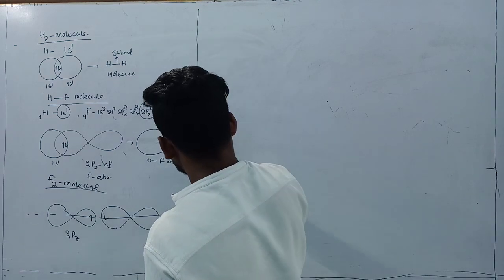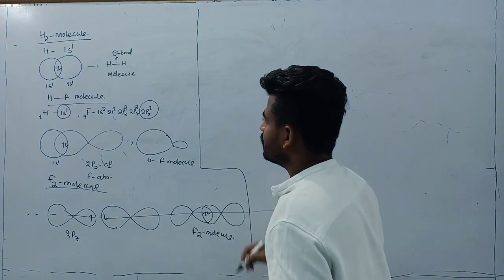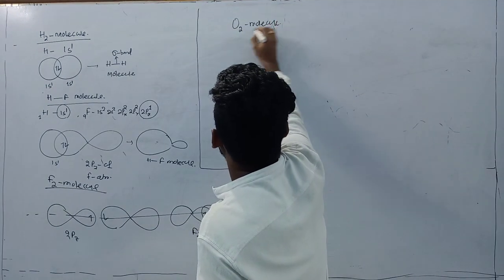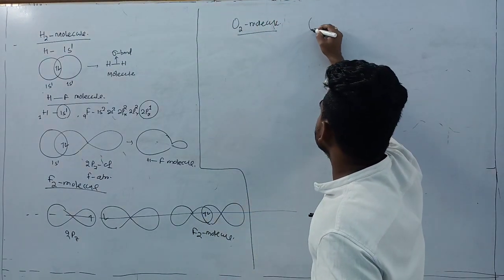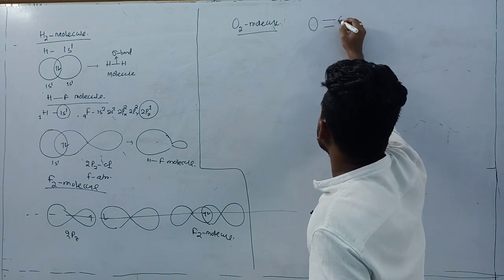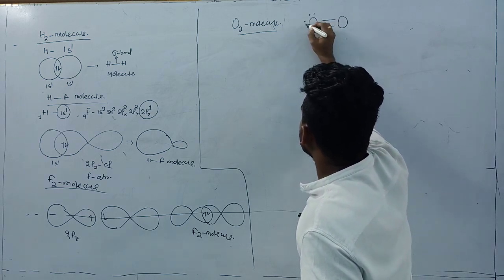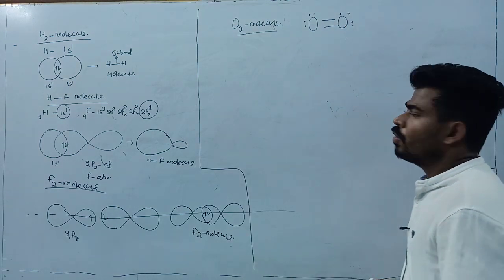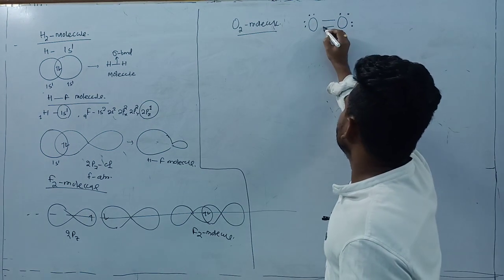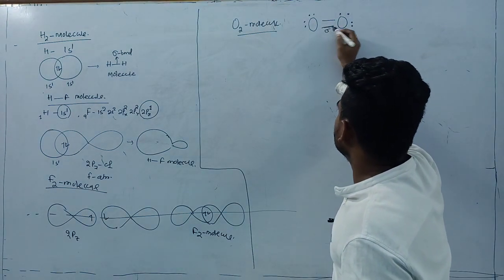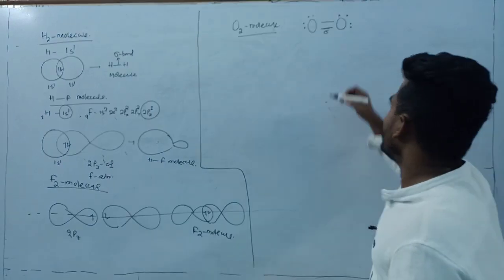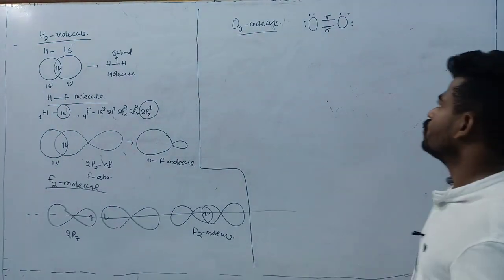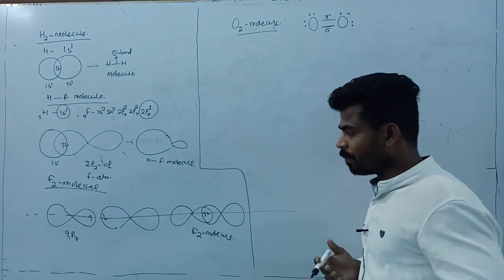Clear? So with this, if I consider the O2 molecule, what will be its Lewis structure? Oxygen, a double bond between the oxygens, and two lone pairs of electrons on each oxygen atom. This is the structure of the O2 molecule. So remember, whenever a double bond is there, one bond is formed due to head-on overlapping, that is called sigma, and the other is due to lateral overlapping, that is pi. Is that clear?